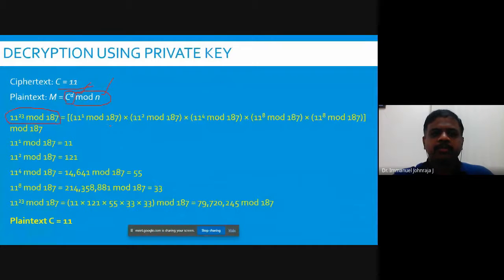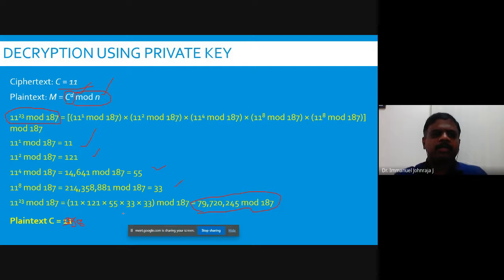Again, we go for modular arithmetic, and we end up calculating the values like this. At the end of the day, we get this much value mod 187. You get the plain text as 11. No, I have made a mistake. Plain text will be 88 here. Okay, this is wrong. Right, so plain text will be 88. If you do this calculation, mod 187, you will get 88 as the plain text. All right, so this is how our key generation, our encryption, our decryption is happening.